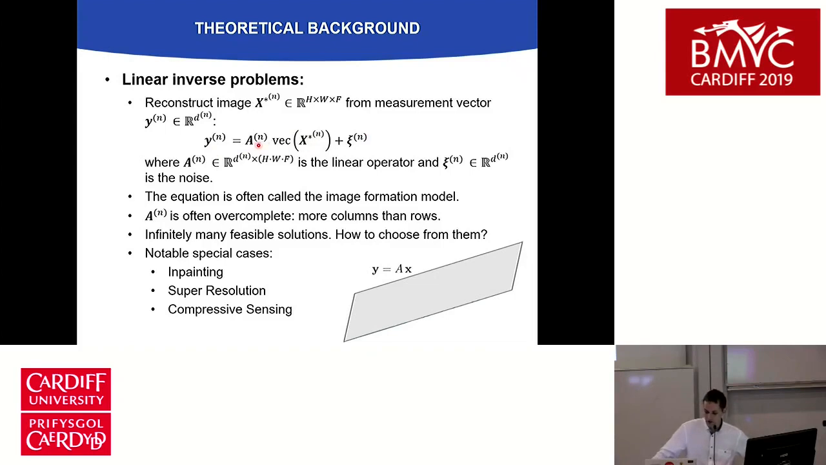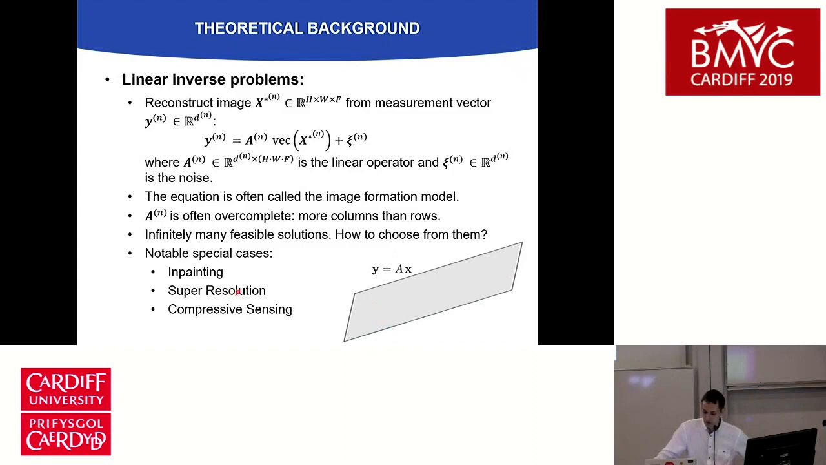When A is underdetermined, so when there are more rows than columns, the solution is just the least squares problem. But when the matrix has more columns than rows, this is the overcomplete case. There are actually infinitely many solutions, and then the question arises, how do we choose from these solutions? Basically, we get a hyperplane, and we do not know which point to choose from it.